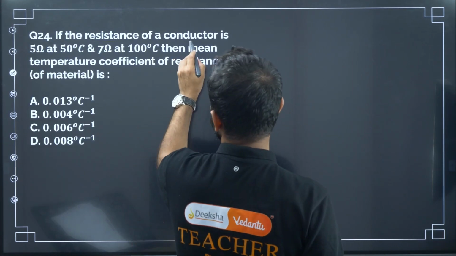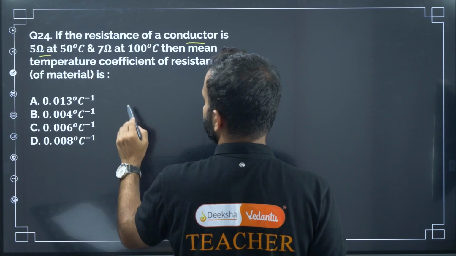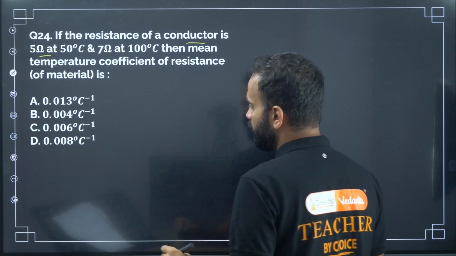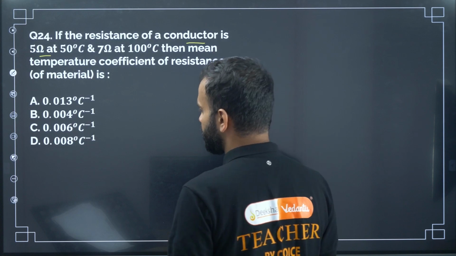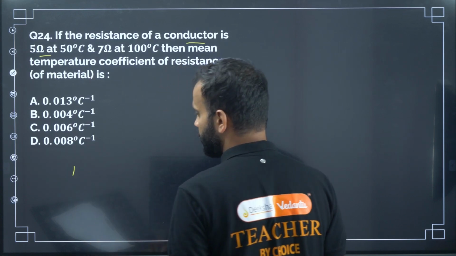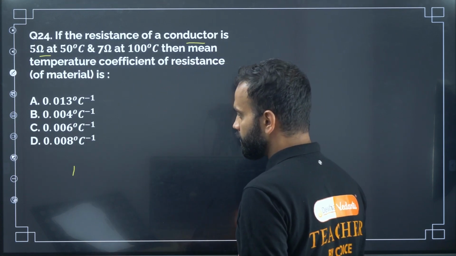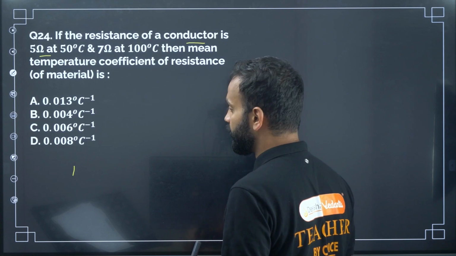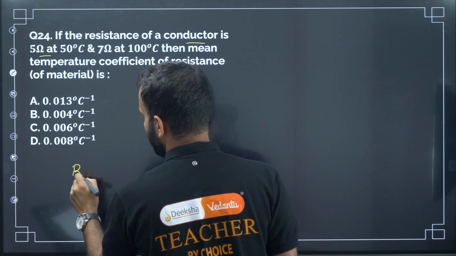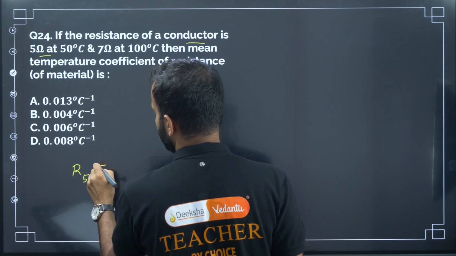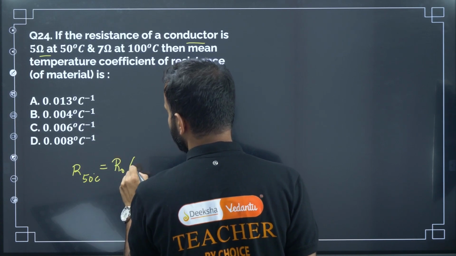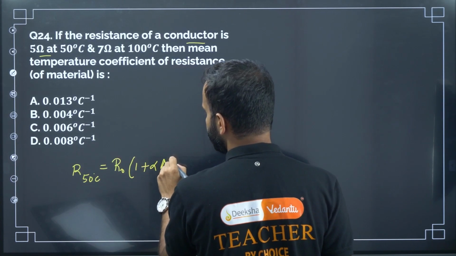If the resistance of a conductor is 5 ohm at 50 degrees Celsius. Here let us write the equation, resistance dependence on temperature. R at 50 degrees Celsius is equal to R naught into 1 plus alpha into delta T.